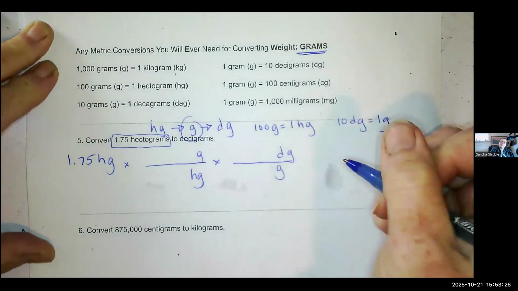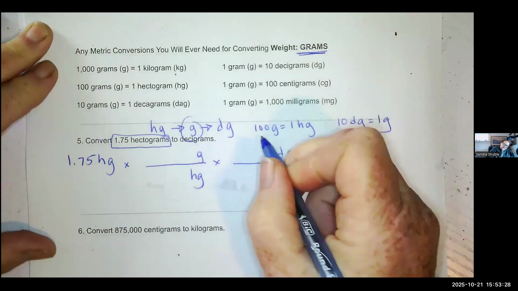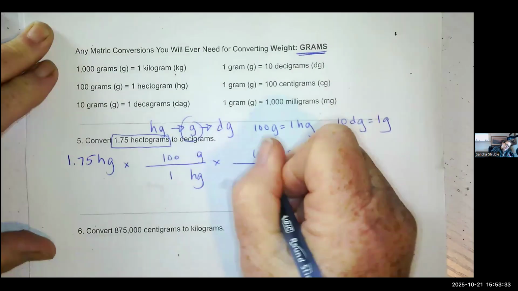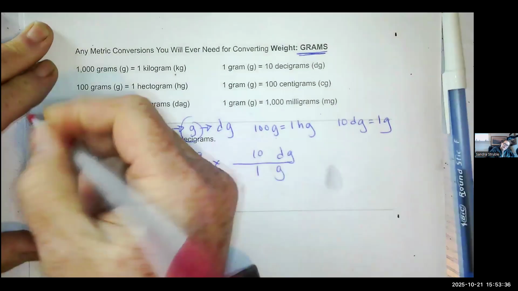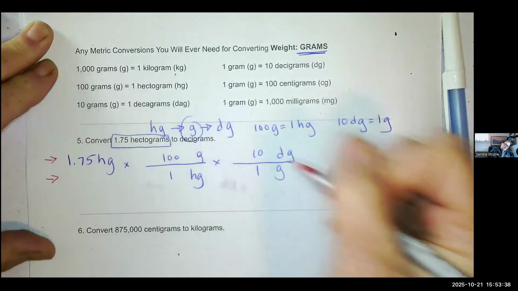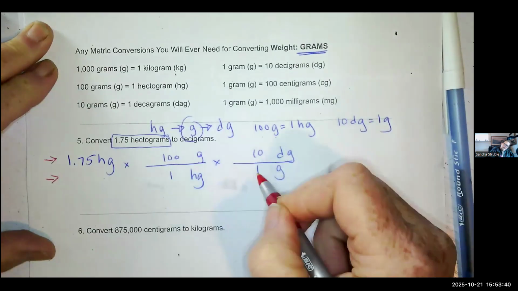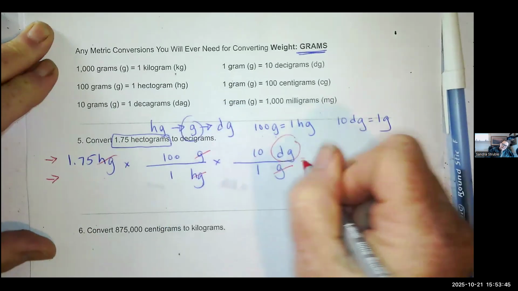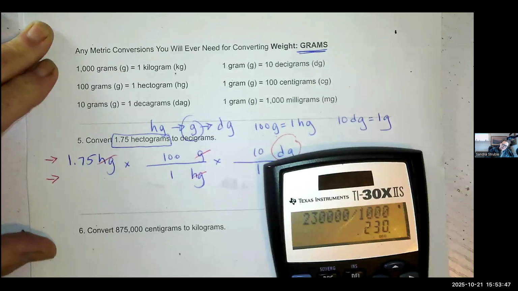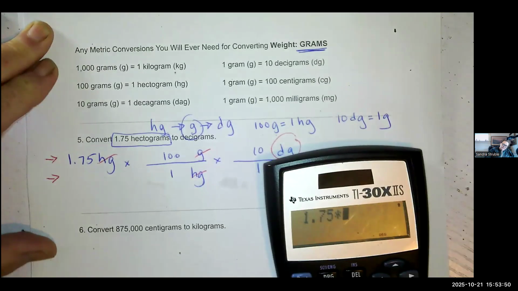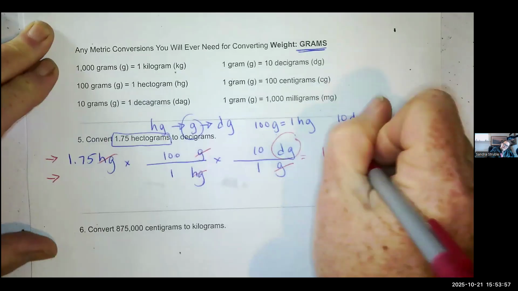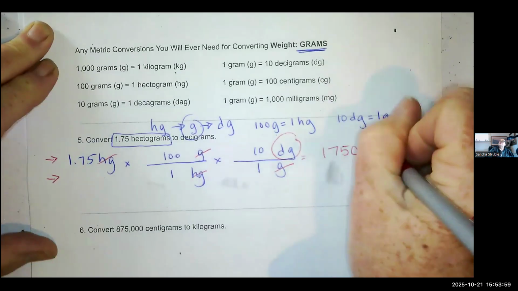Now I plug in my numbers. 100 grams, 1 hectogram. 10 decigrams to 1 gram. Multiplying straight across. This one, there's no dividing, because the only thing on the denominator is ones. My hectograms are gone, my grams are gone, I'm left with decigrams. So I just need to multiply 1.75 times 100 times 10, and I get 1,750 decigrams. Okay, let's do the same thing with the next one.